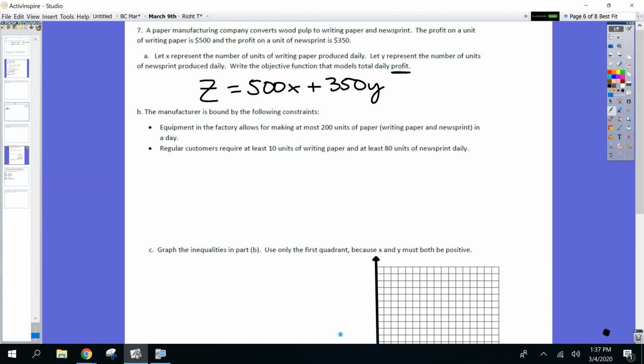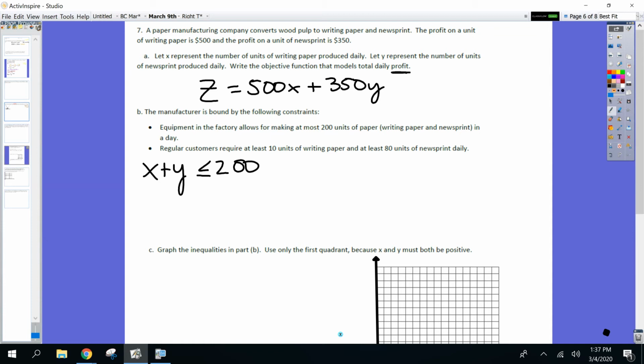Next up, inequalities. Equipment allows at most 200 units of paper. That includes writing and newsprint. Let's set an inequality up. What do we think here? Writing and newsprint at most 200. X plus Y is at most less than or equal to 200. There's the first one. Done. Take a breath.